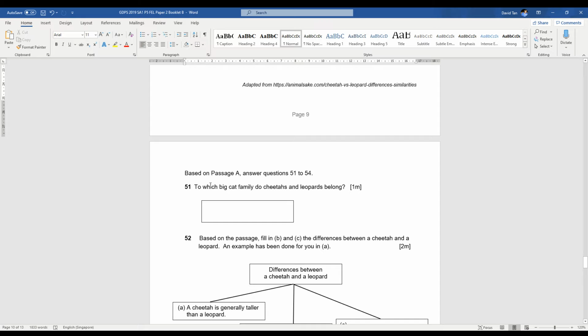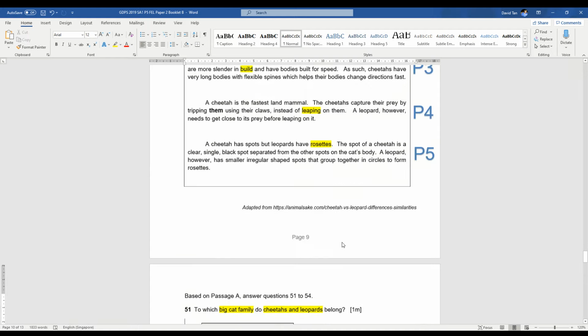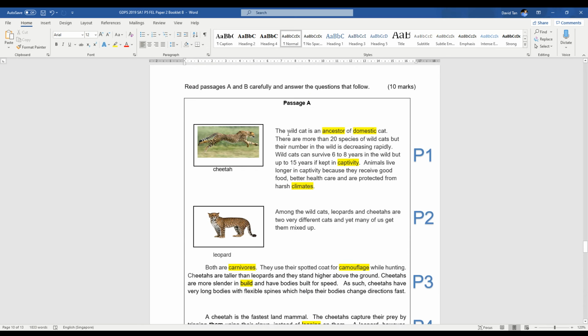Okay, so to which big cat family, please highlight the word big cat family, and you need to find out what cheetahs and leopards belong. So I need to go back to the passage. I need to find big cat family. I need to look at leopards and cheetahs.